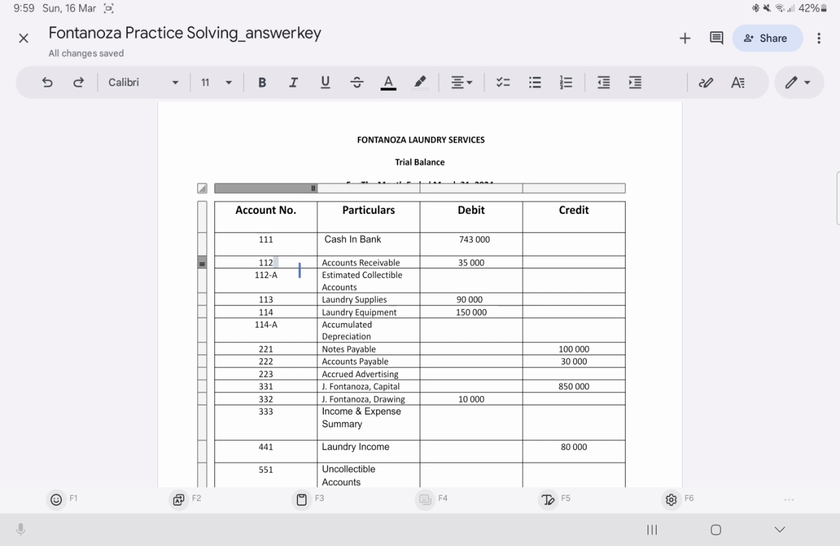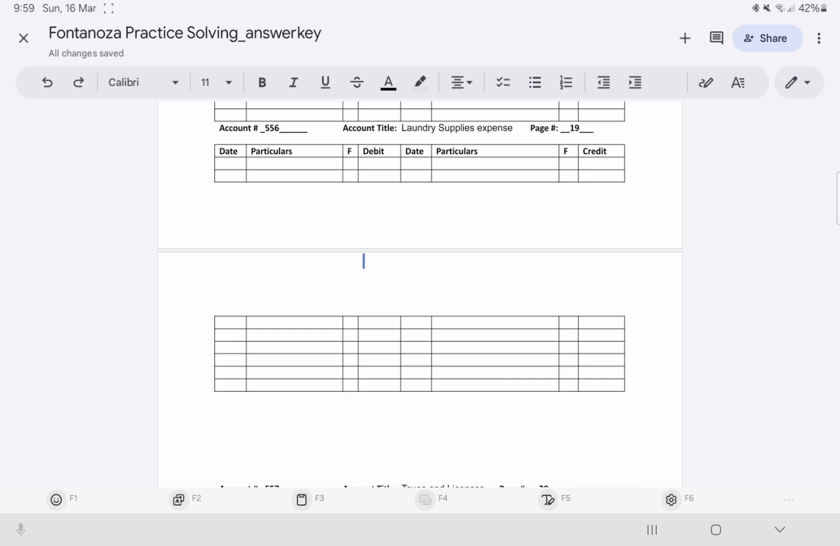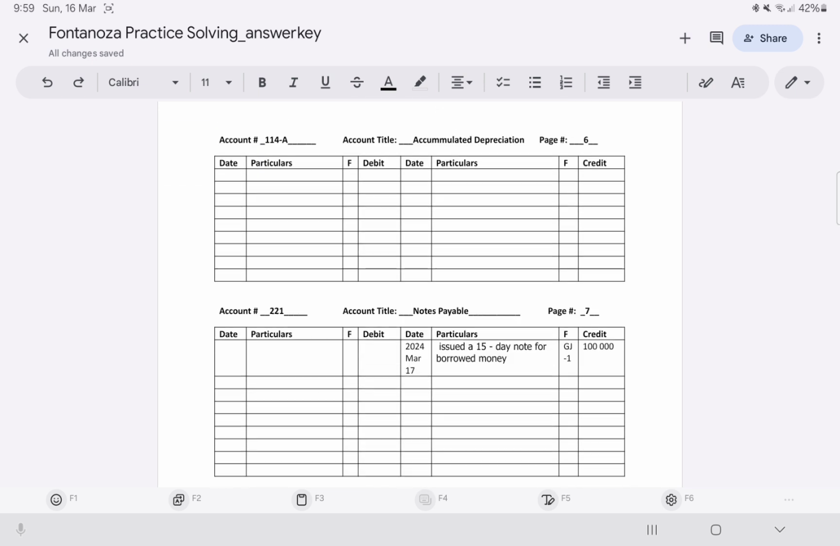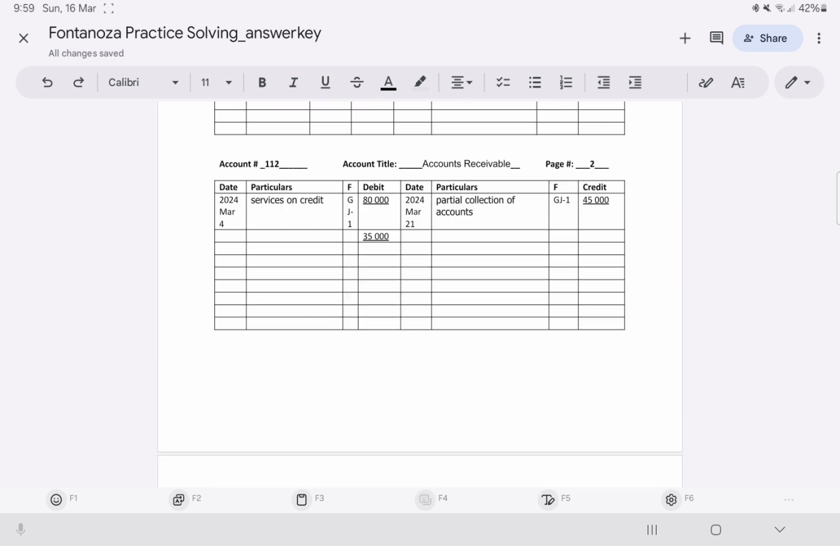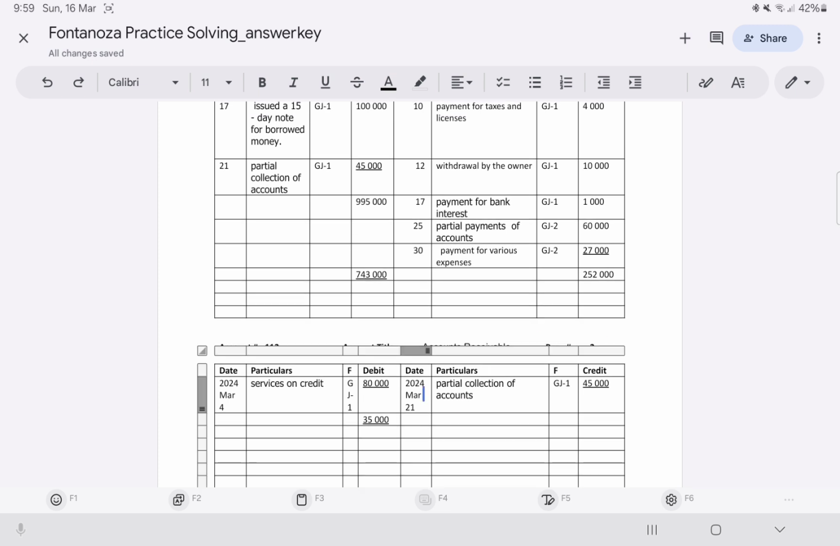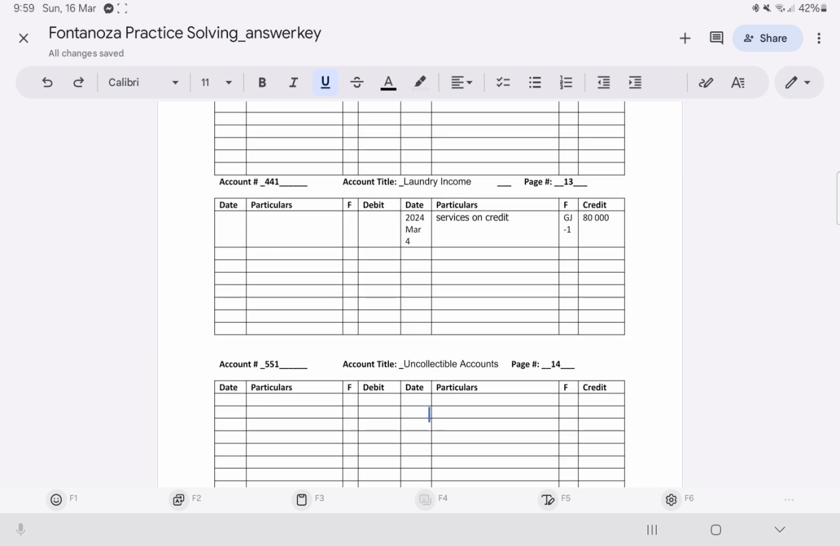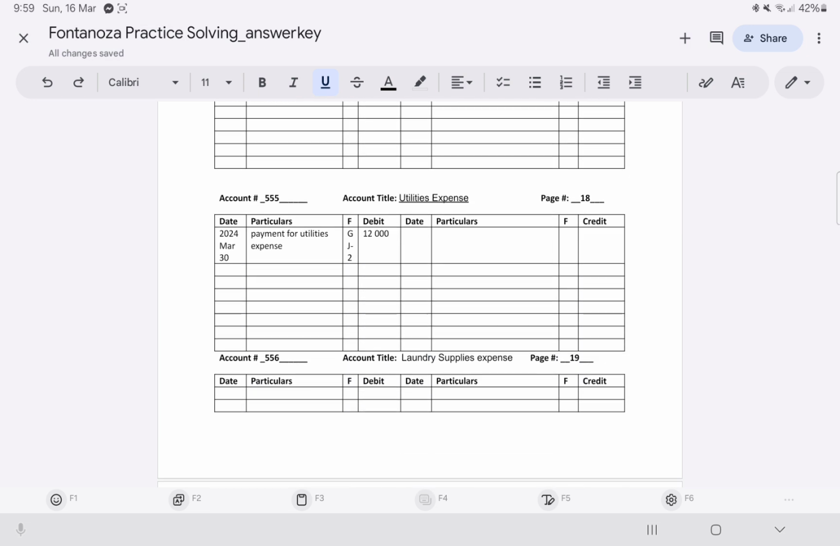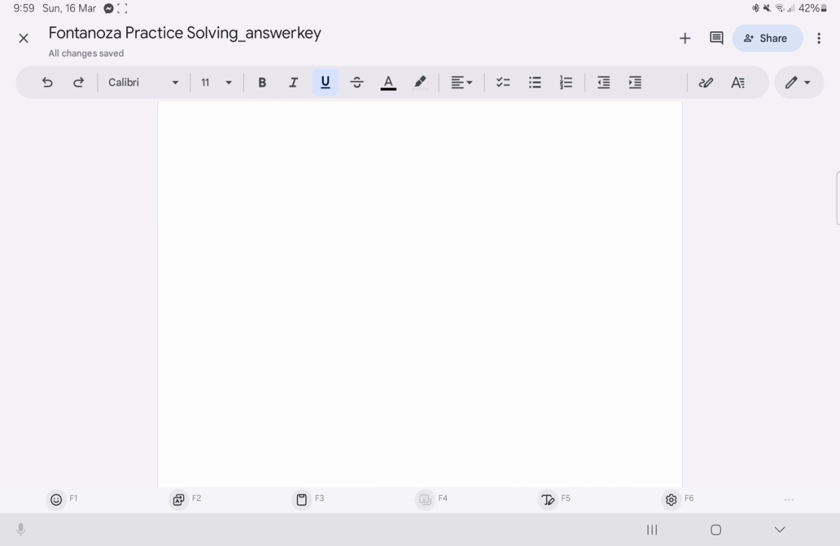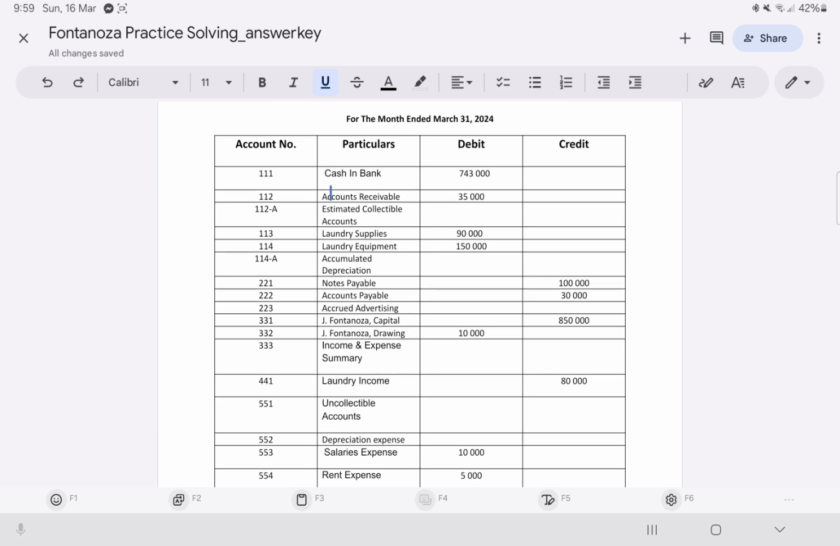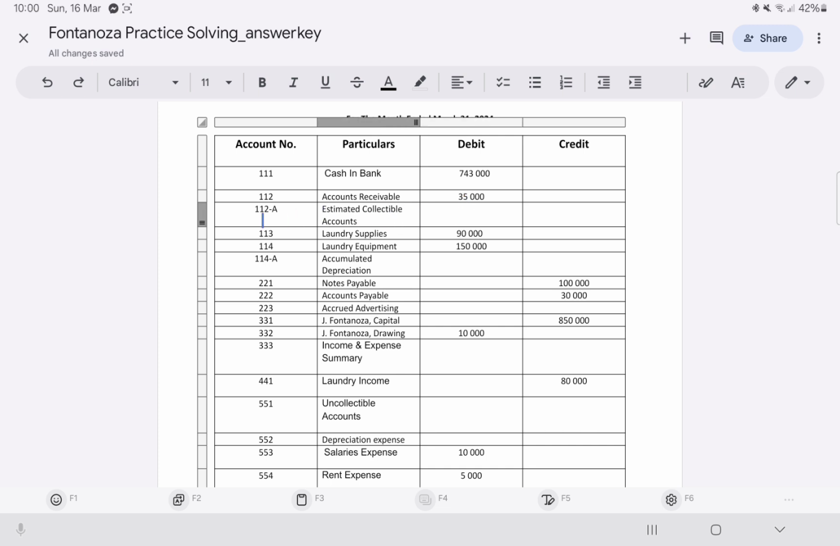Next is accounts receivable. Go to the general ledger of accounts receivable. Accounts receivable: we have 35,000 debit. 35,000 debit, account 112. Next, estimated uncollectible accounts, 112-A, so there's no amount yet.